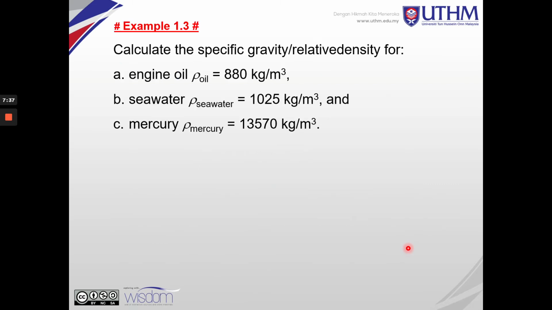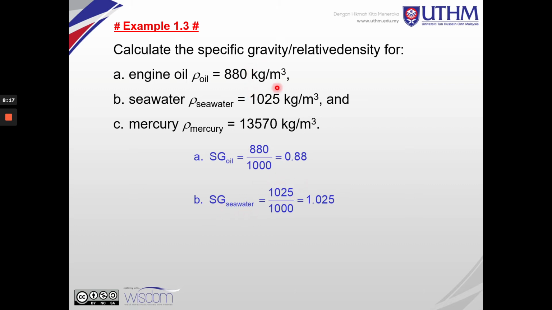Example 1.3: calculate the specific gravity, or relative density, for engine oil when the density of oil is 880, seawater when the density of seawater is 1025, and mercury with the density of mercury 13,570. So we get the Sg of oil by putting in all the values, and you get 0.88, the density of oil divided by the density of water. Next is the seawater.